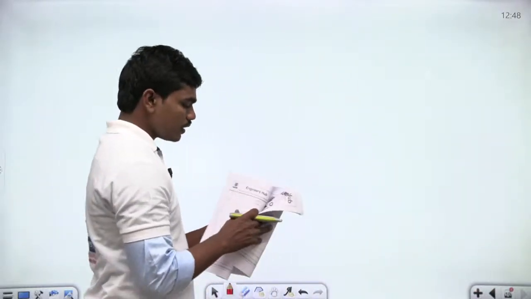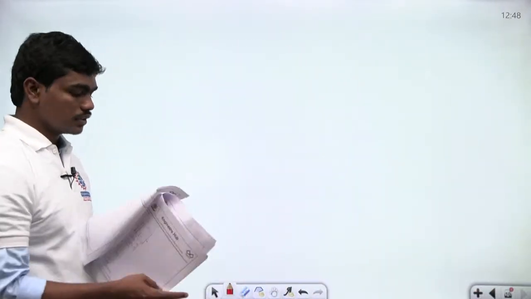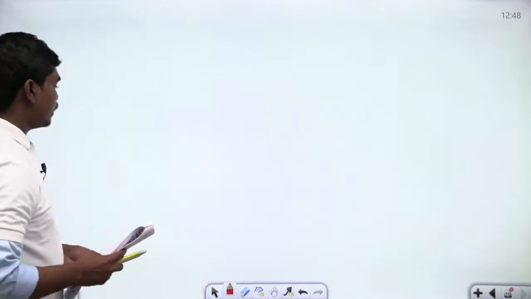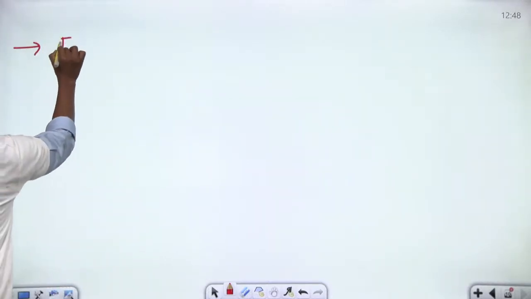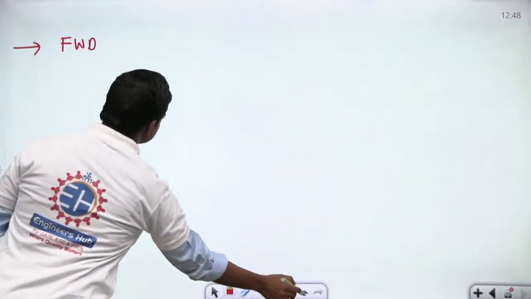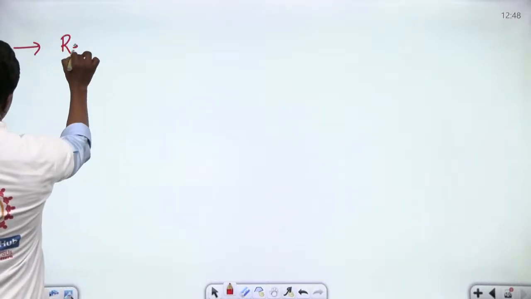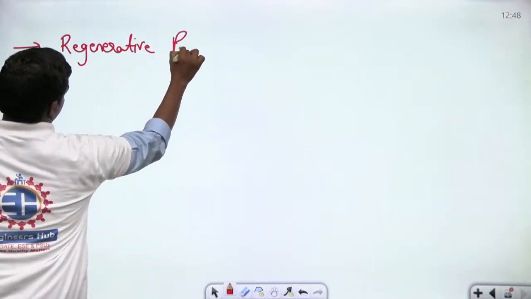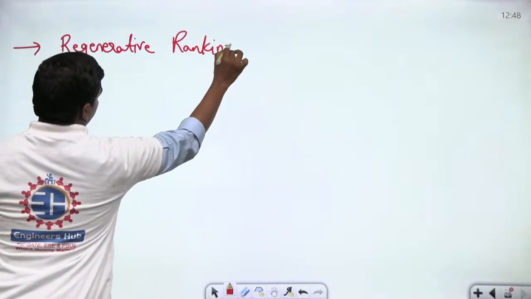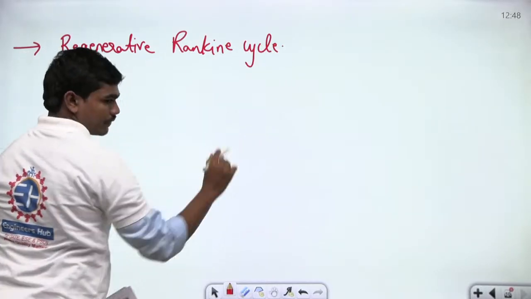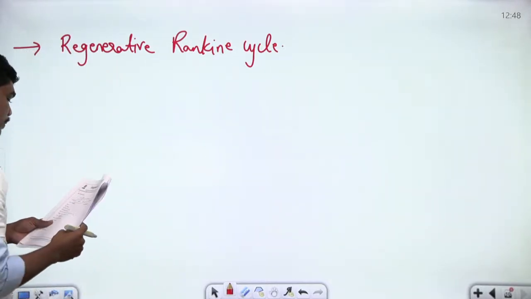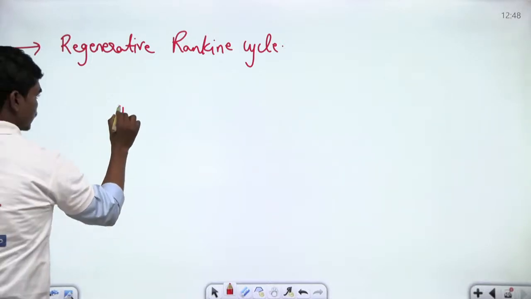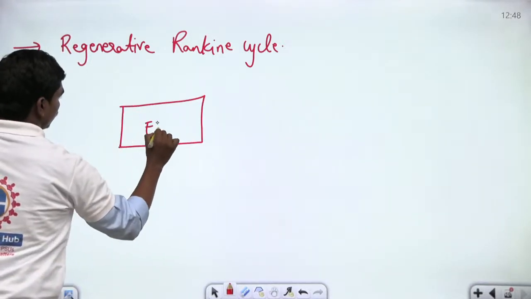Next, this is just a quick session. There is one more question from the Rankine cycle, with feed water heaters and all. Basically it's a regenerative Rankine cycle. Some data is given here, and from this we can calculate the mass flow rate of steam. So some feed water heater is given.